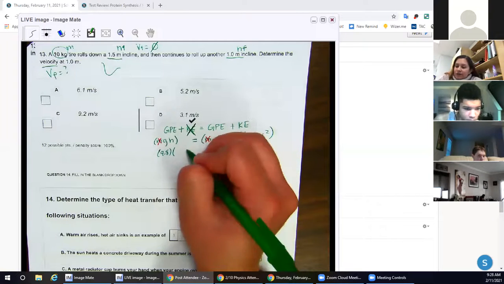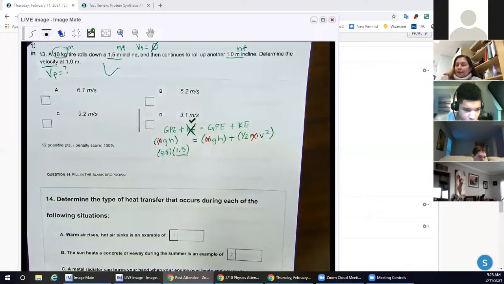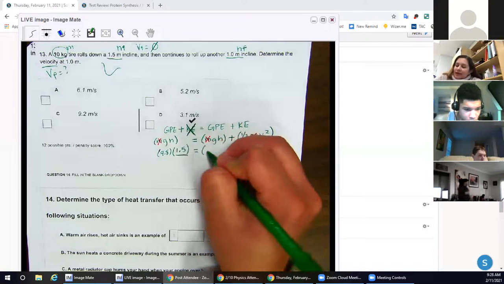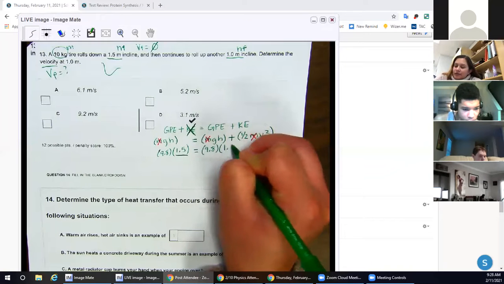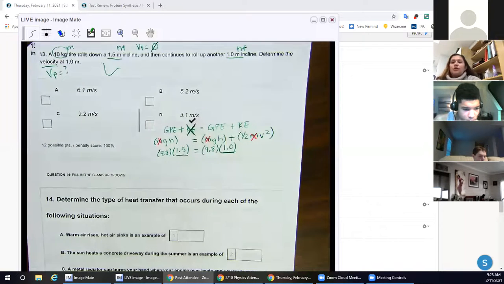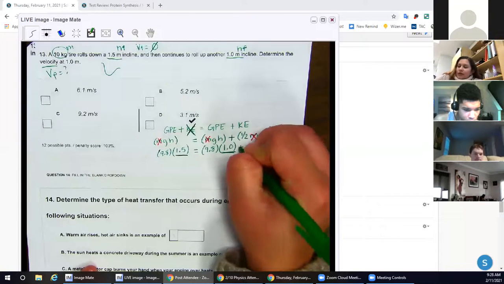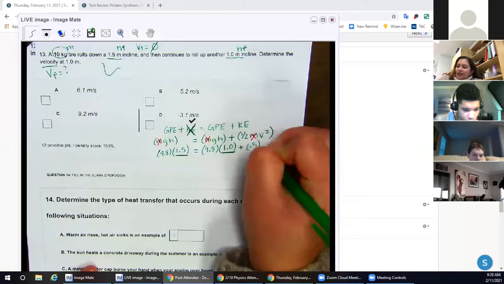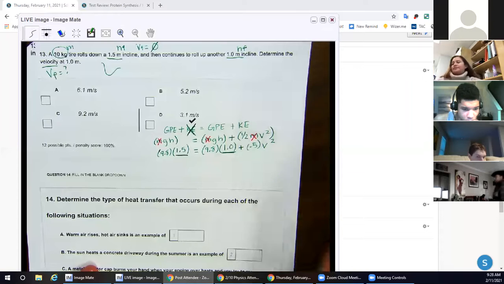Your first height was 1.5. And that's going to equal gravity again, 9.8, times your second height, which was 1.0. Don't put the same heights. They're different heights. Don't put the same heights. Plus 1/2, which is the same as 0.5. You're looking for that v squared.